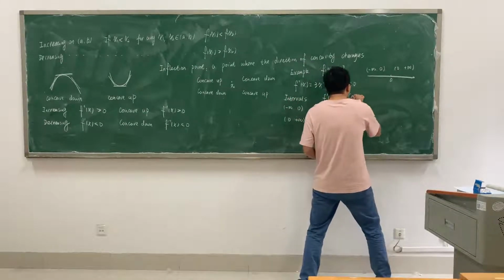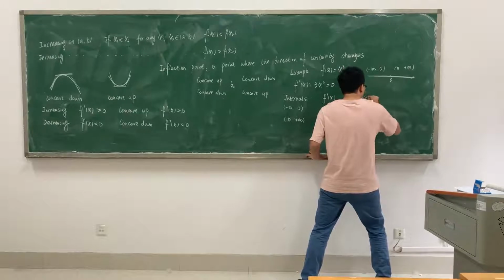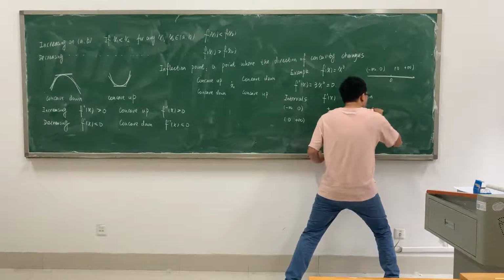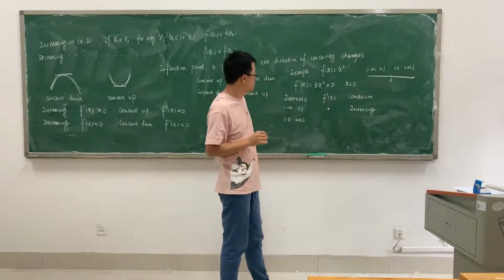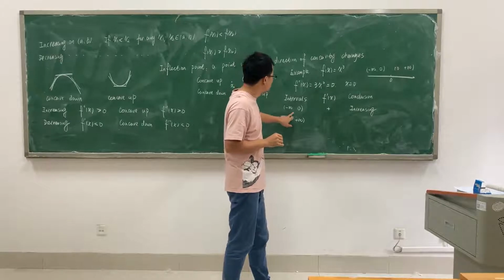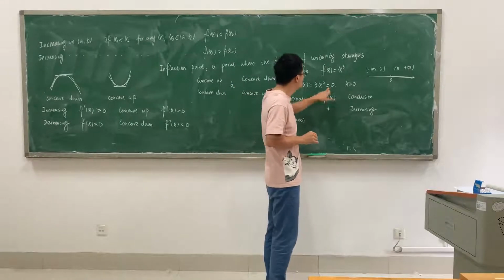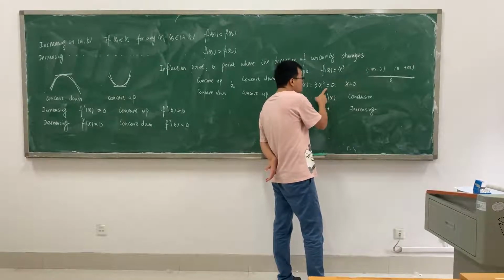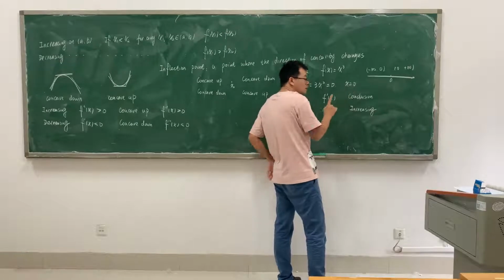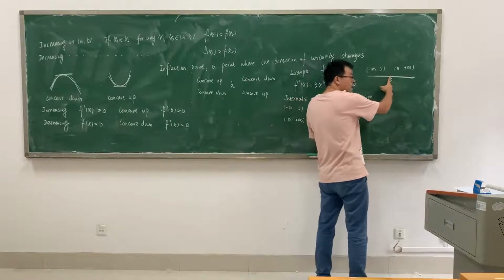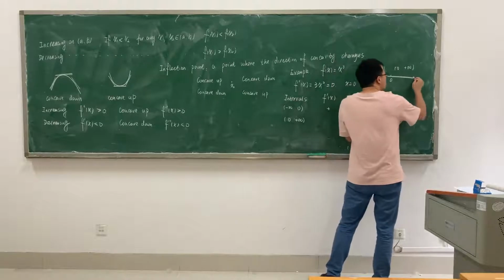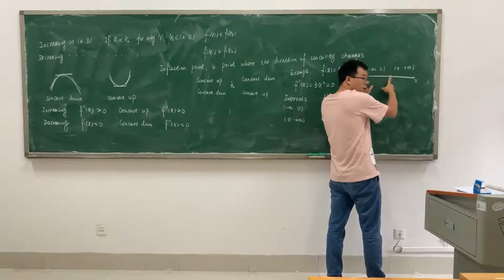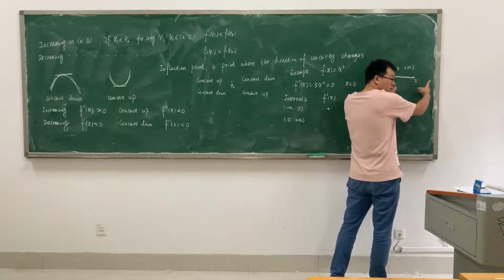So the conclusion is increasing from minus infinity to 0. Because we let the first order derivative equal to 0 and find x equals 0, this point decomposes the whole x axis into two parts. The first part is minus infinity to 0, the second part is 0 to plus infinity.